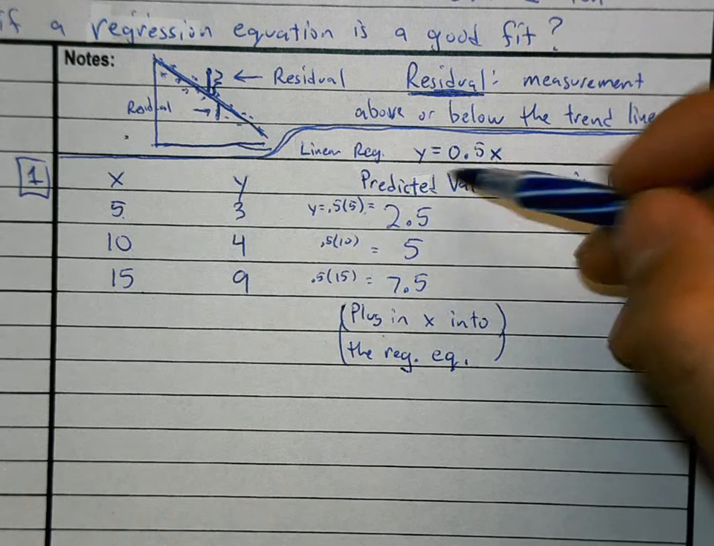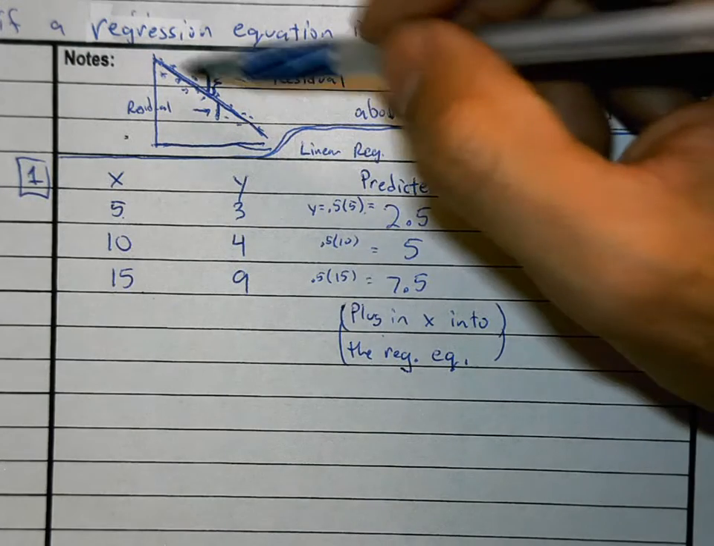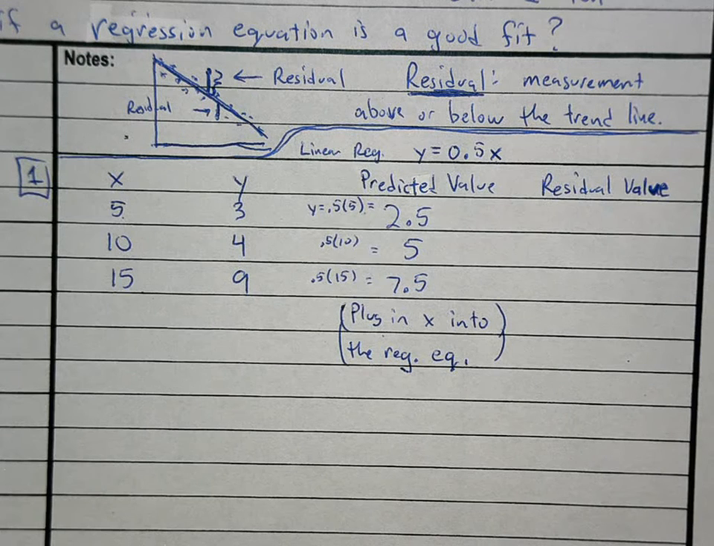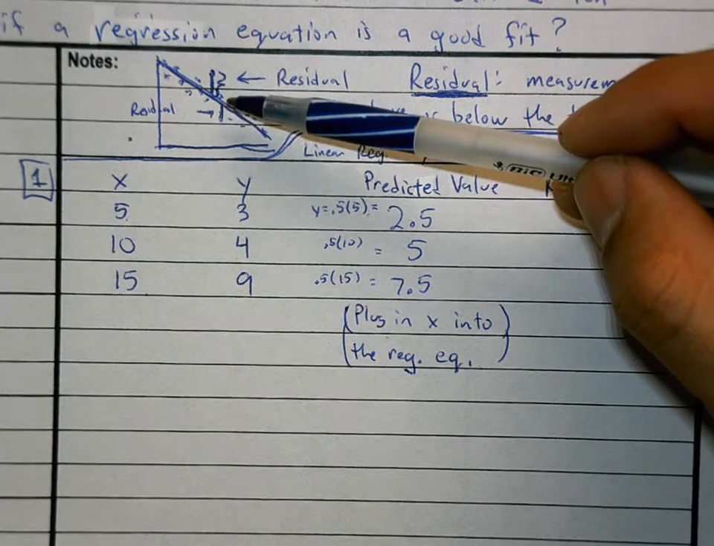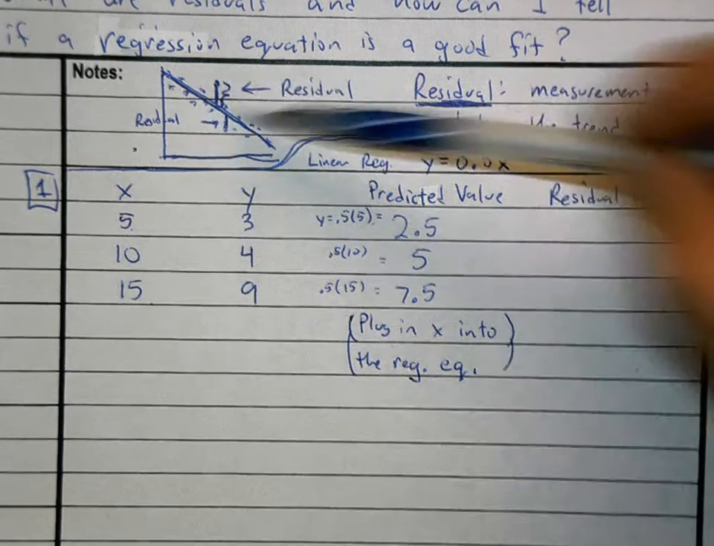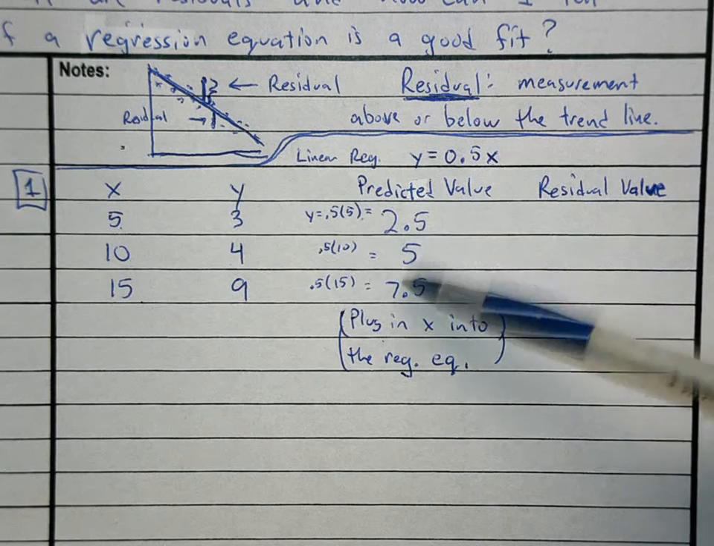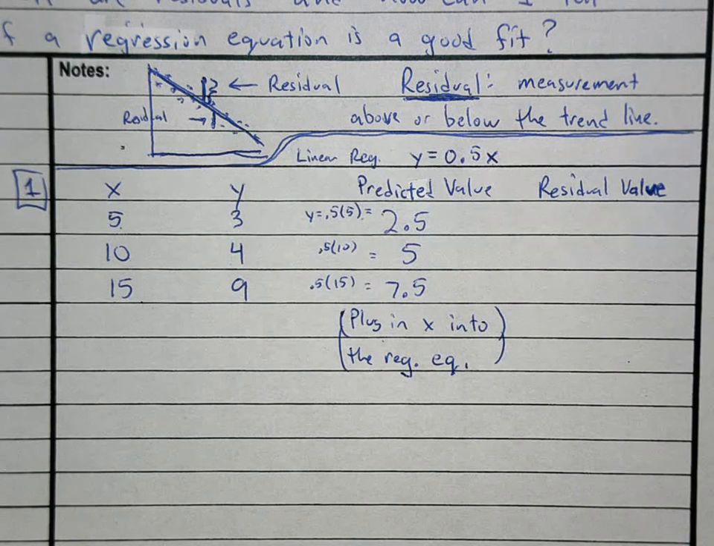See? So you found all the predicted values. The predicted value is we're going to plug something in and find out what it would be on the line at that x value. Now what we're going to do is figure out the residual. And the residual, like I told you, is how far these points are away from the actual line. This is what would be on that trend line, and I want to know how far away it actually is from the trend line.